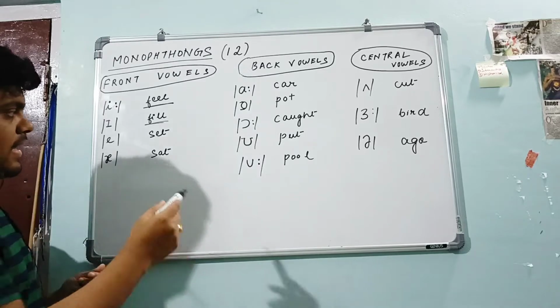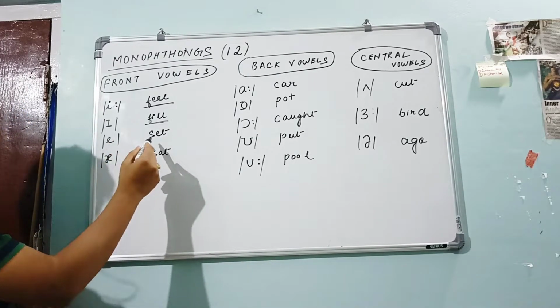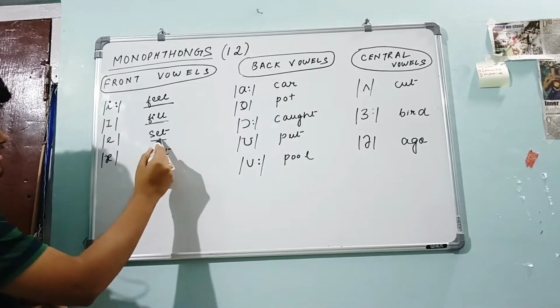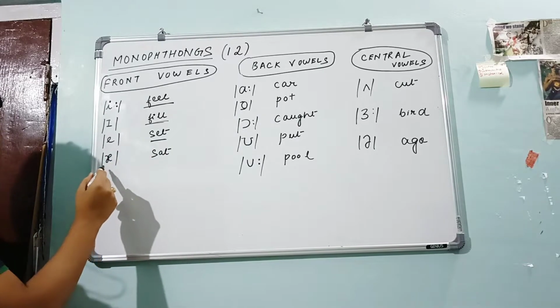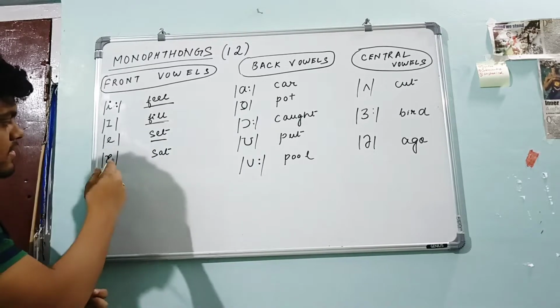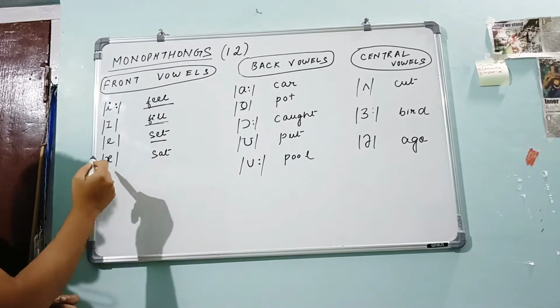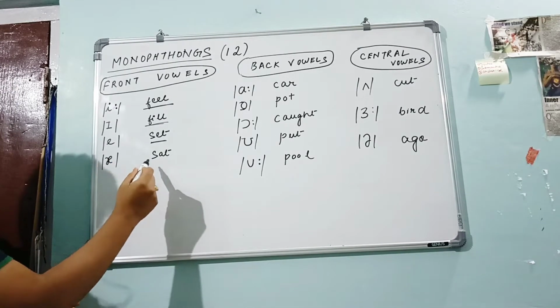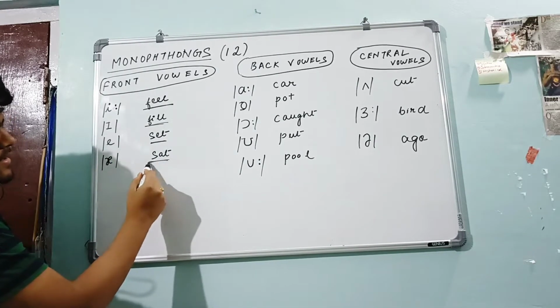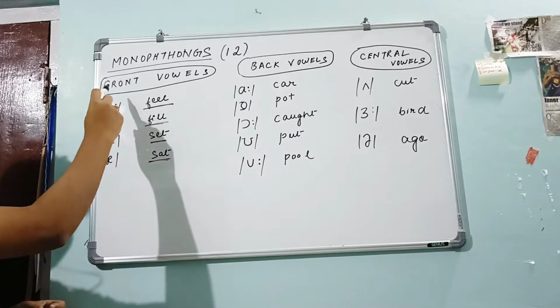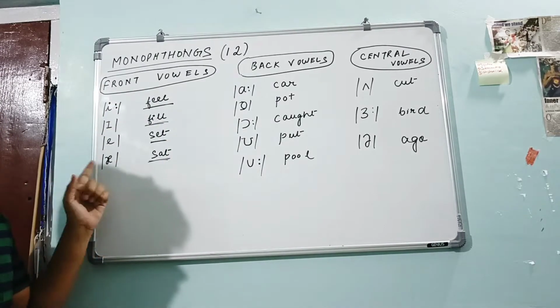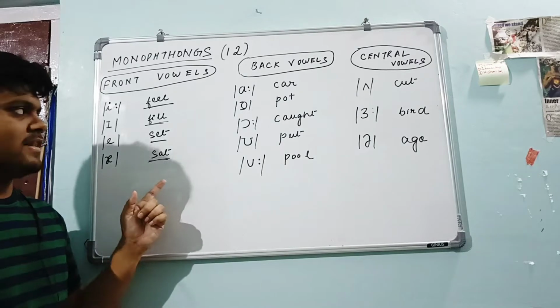Then comes the I sound, as in sit. Sit. Then the A sound is represented by this symbol, as in set. Set. So a total of 4 front vowels are there in the English language.